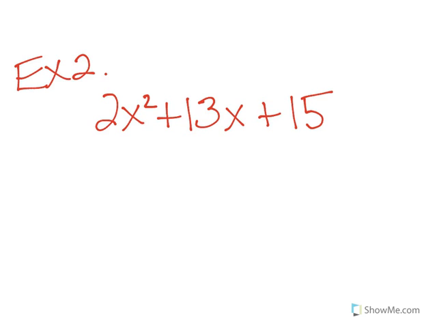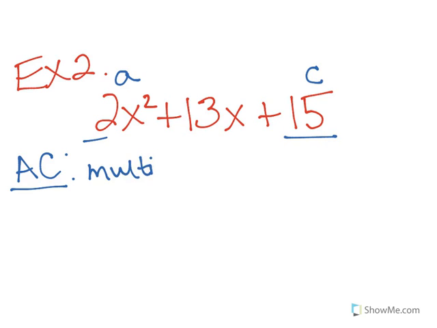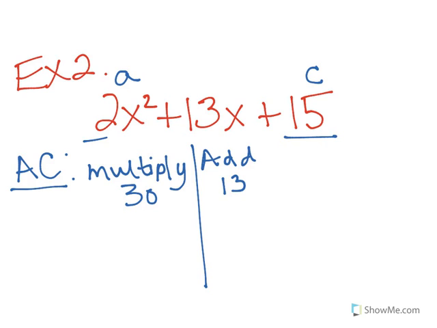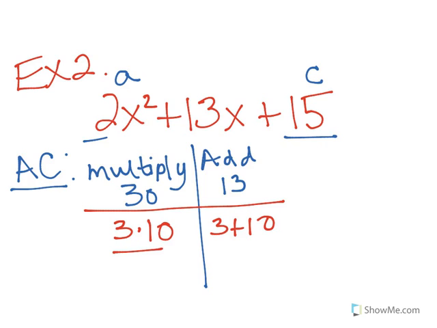Okay, for my next example, I'm going to do the AC method again. This time, I'm going to look at A and C. So this is term A and this is term C. When I multiply these two together, 2 times 15 gives me 30. So I need two numbers that multiply to get 30, but then add to get 13. Those numbers should seem pretty easy to you. To multiply to get 30, I can use 3 times 10. And to add to get 13, I can use 3 plus 10. So these two should replace the 13 in the middle.